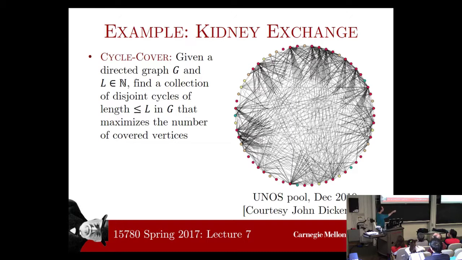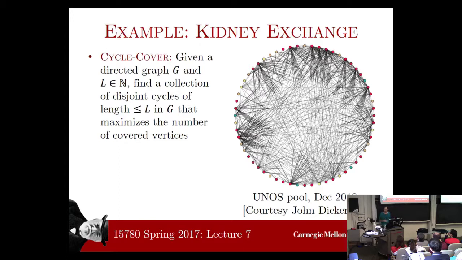The vertices here are the pairs of donor and patient. And you can see there are relatively few of them because things were just getting started. It's actually a directed graph. The dark part of each edge is the arrow, like the incoming part. But this is like a real-world compatibility graph from an early kidney exchange.